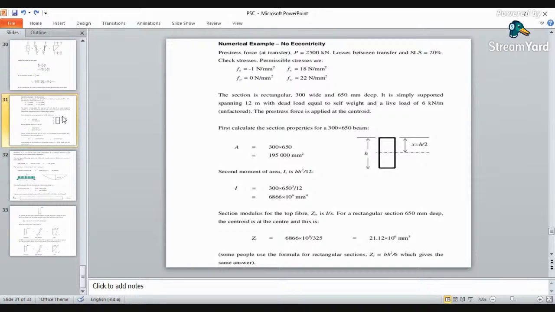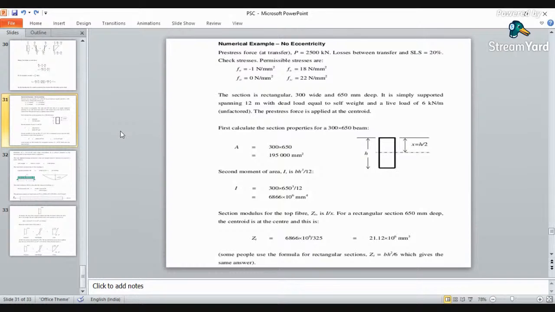So let us also try to solve a simple example without considering an eccentricity. Here in this problem we do not have to consider eccentricity. It means you do not have to consider the bending effect. So what will be your total stress here? A direct stress, that is P by A, and the stress because of the external loading, if given.